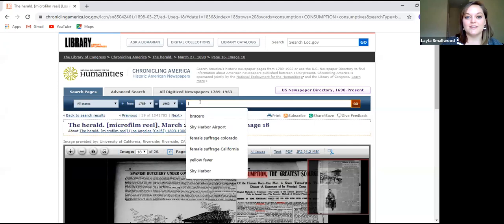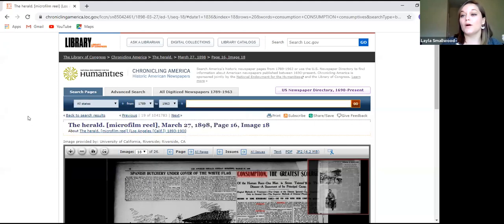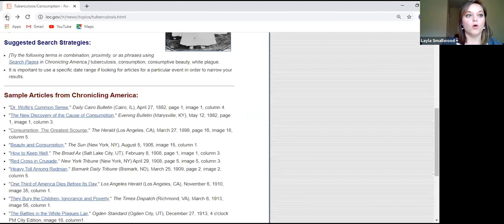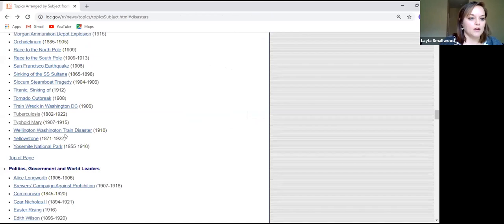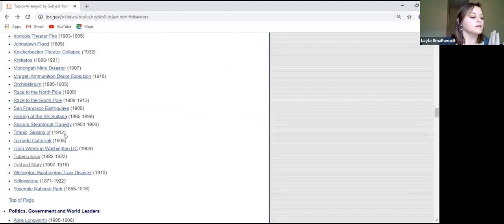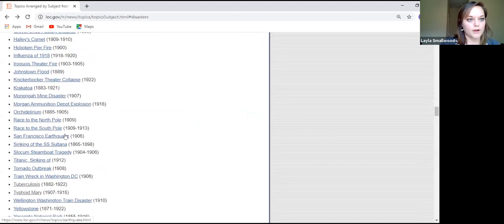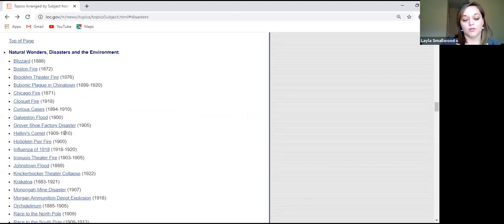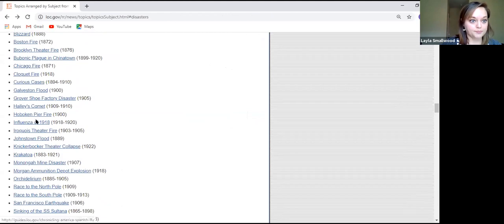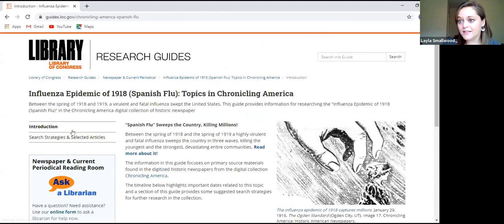And then you can use these little pieces here to type in what you're looking for. And using the suggested search terms through the topics in Chronicling America is always helpful. Another thing that I wanted to show you guys, because our newsletter wasn't just on tuberculosis, we had different diseases as well. There is a section in topics in Chronicling America on the influenza of 1918.